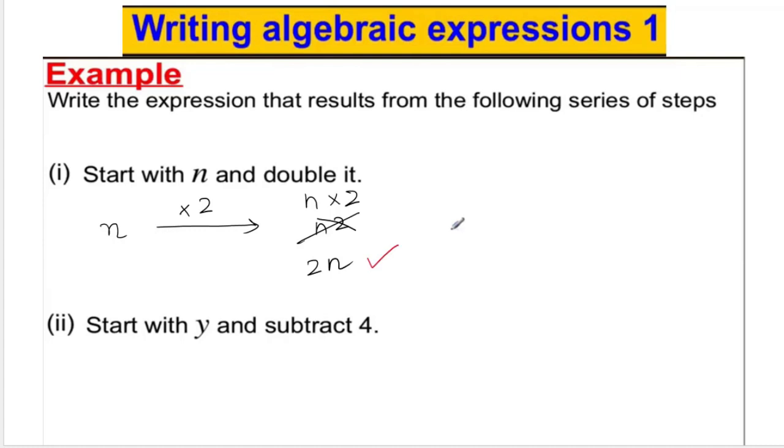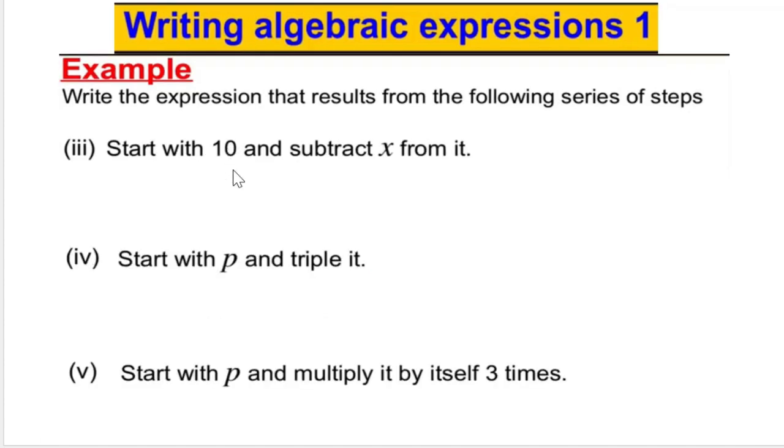The second one is start with y and subtract 4. So if you start with y and subtract 4, it means minus 4 there. So that would become y minus 4. Write the expression that results from the following series of steps. Start with 10 and subtract x from it. So we will write 10, then make an arrow, subtract x from it. So that would be 10 minus x.